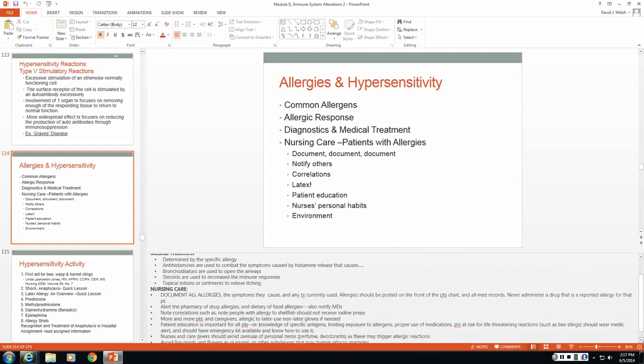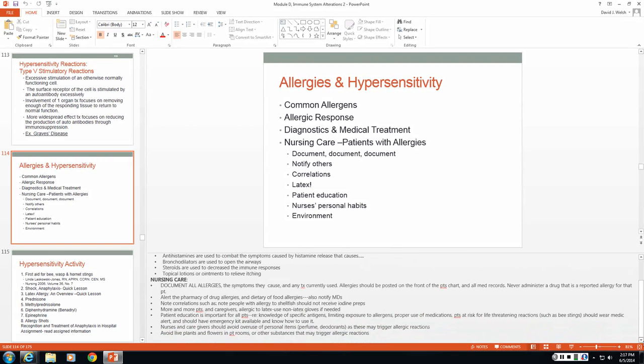Now, nursing care with these, you're going to document all allergies, the symptoms they cause, and any treatment that's currently being used. Whenever you get a new patient in, the first thing you're going to do is ask them about allergies. And you're not only going to ask them what they are allergic to, you're going to ask them what kind of response they have. What is that reaction that happens when you have these?